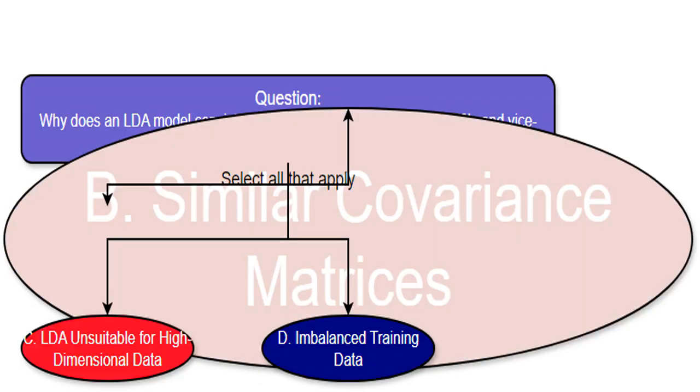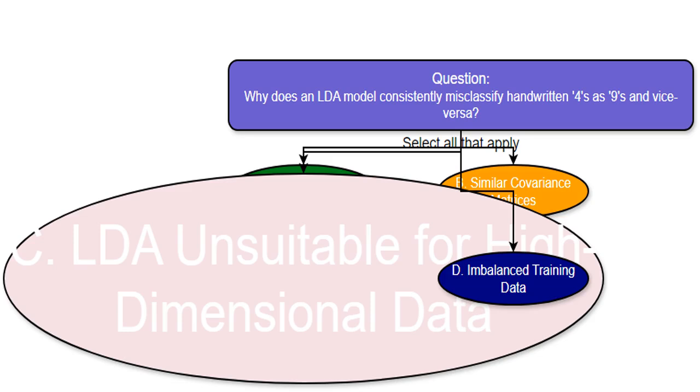Vamsi, LDA assumes that the data for each number, 0 to 9, is spread out similarly. If the data for 4 and 9 are too similar in how they are spread out, the model gets confused. It's like trying to separate two overlapping clouds. It's hard to tell where one ends and the other begins. This option is about the limitations of LDA. It is usually not as good for complex problems involving a lot of data like images.